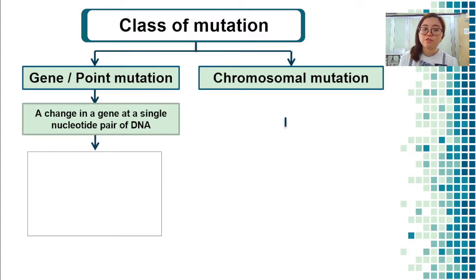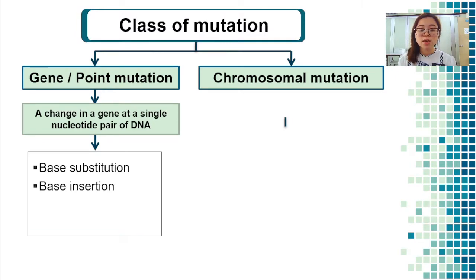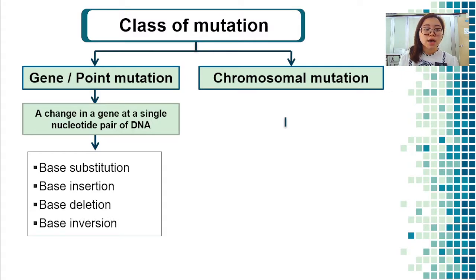And we have 4 types of gene or point mutation, which is base substitution, base insertion, base deletion, and base inversion. Ini, kamu akan masuk dalam 7.2. You're going to cover these in 7.2 gene mutation. So we'll learn more about it in detail there.